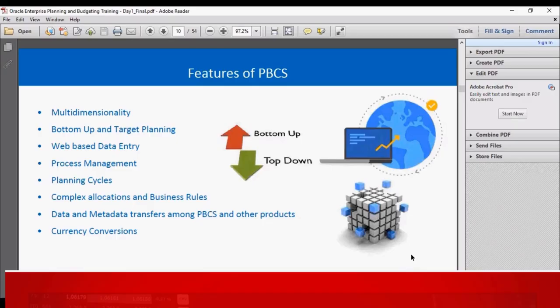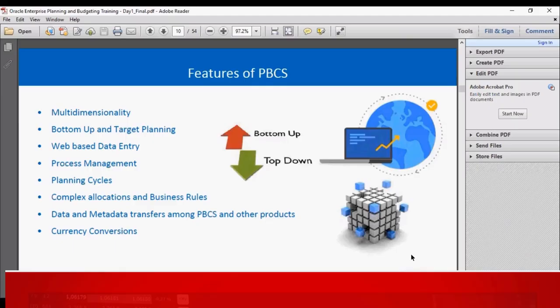And the second case is the revenues and expenses incurred at the bottom level or individual departments being consolidated and rolled up to the top level for final reporting. So budget will be coming down to the bottom, but actuals from individual departments will be going up. So it's from the bottom, it's going up. That's called bottom-up planning. Both bottom-up and target planning can be achieved in PBCS.